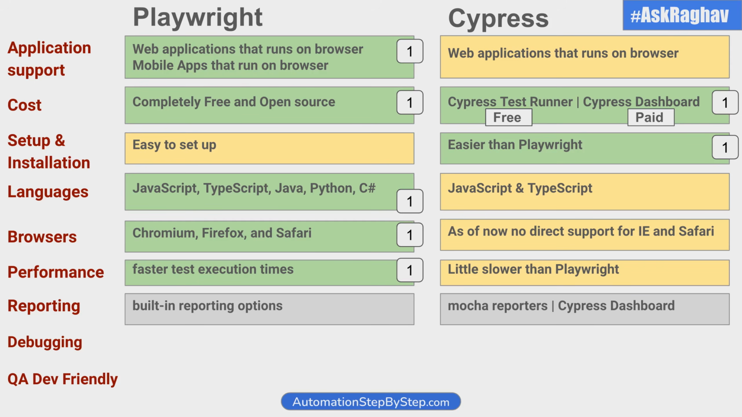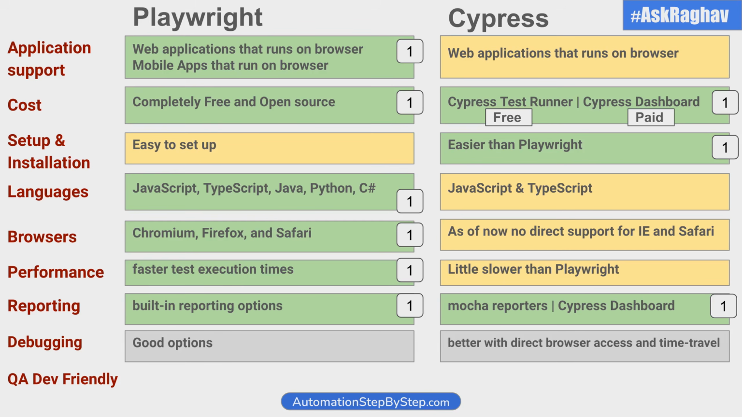Whereas in Cypress, you can use Mocha reporters and Cypress dashboard. So here I believe we can give equal points, 1 point both to Playwright and Cypress. Coming to the debugging, now Playwright has good debugging options. You can use trace viewer as well. You can pause and debug your test cases.